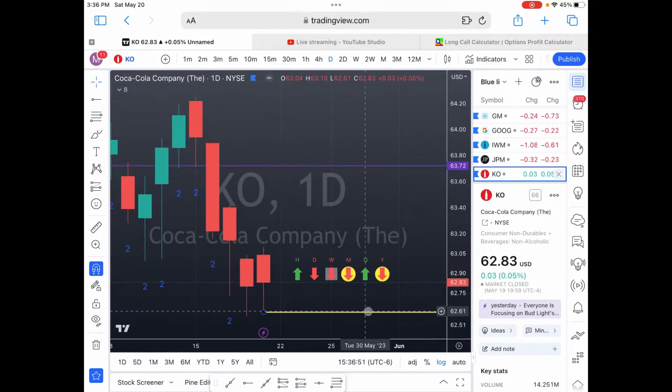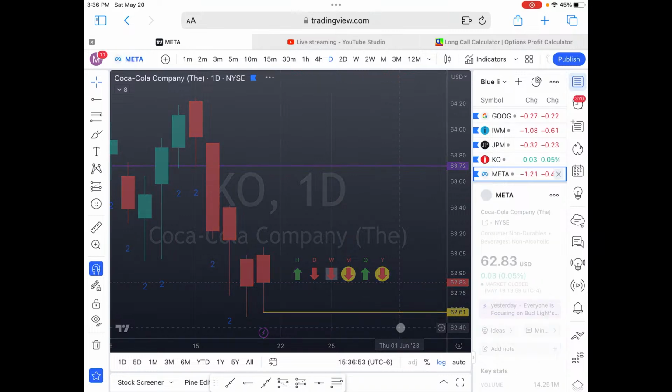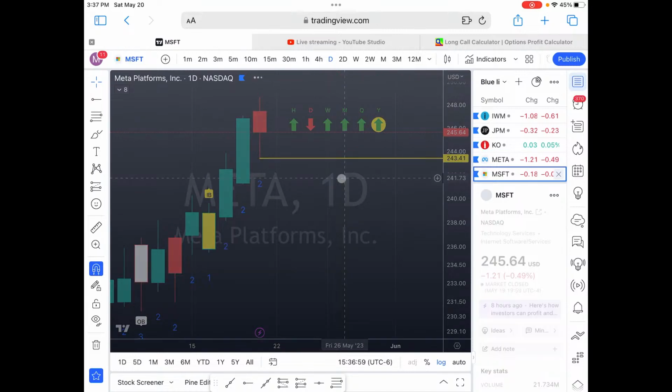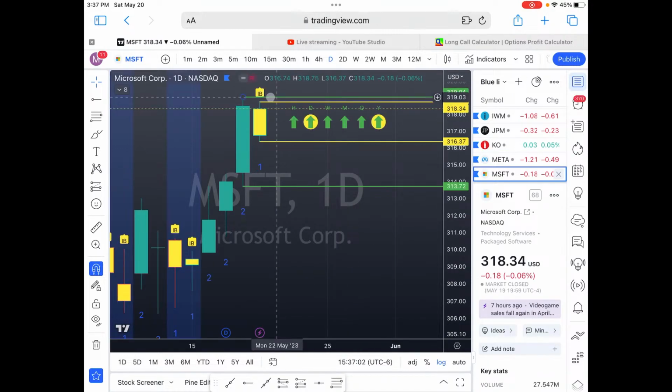Coca-Cola, 2-up red, so we look for the puts there at 62.61. Facebook, another 2-up red. Okay, so puts we can look for there at 243.41. Microsoft, inside bar. This has been up all year.